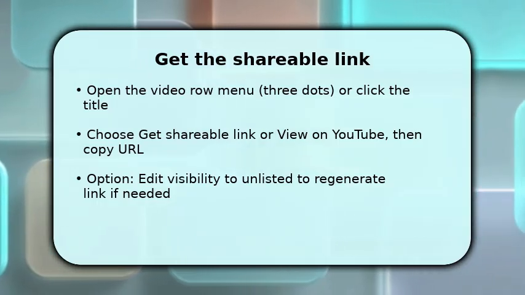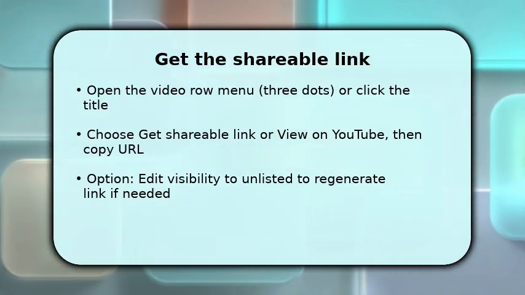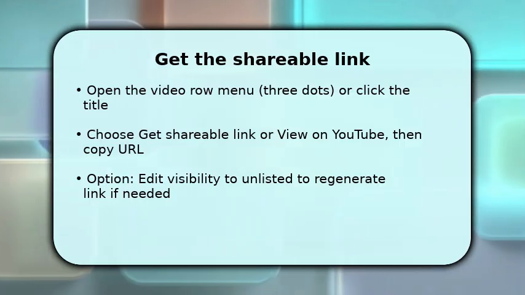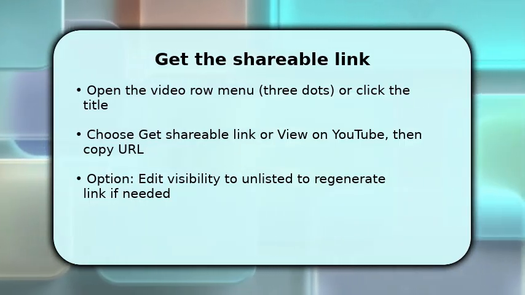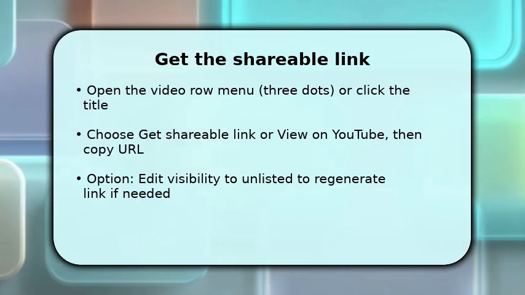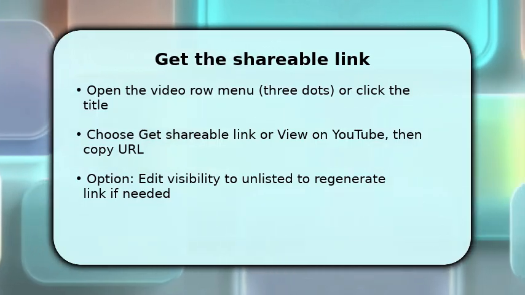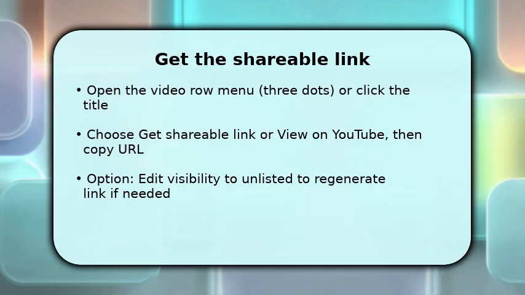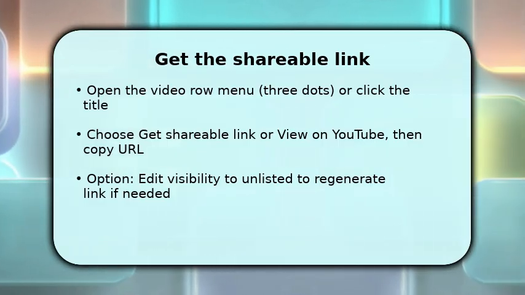That exact URL is the unlisted link viewers need. If you edited visibility, save changes first. YouTube preserves the same link for unlisted videos unless you set it to private or re-upload. Make sure to use the copied URL in messages. Finish by pasting the link where needed.